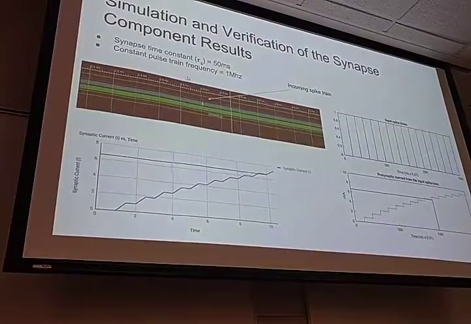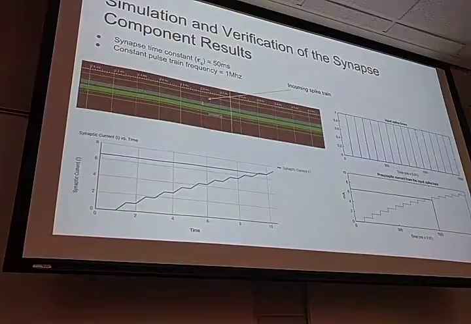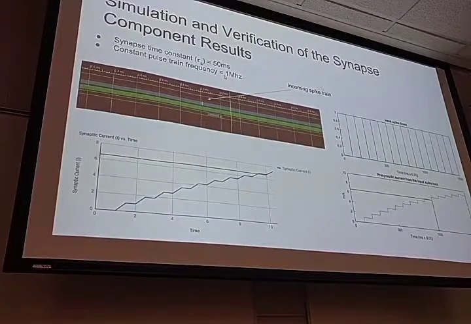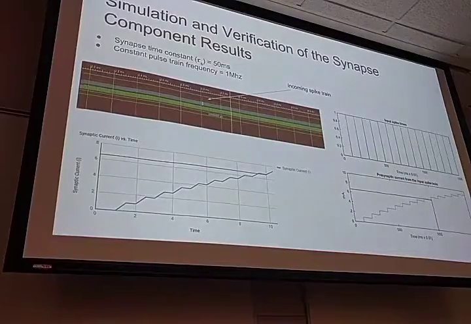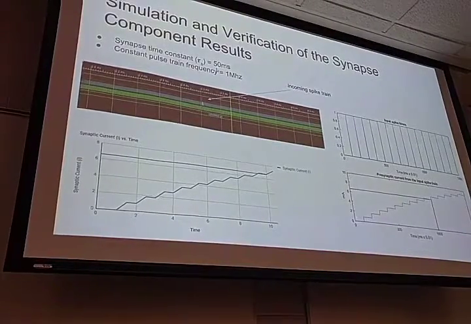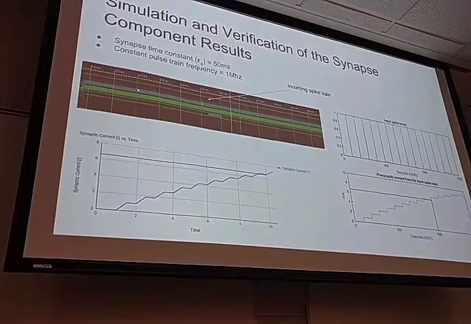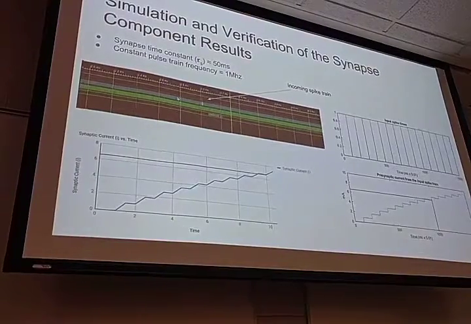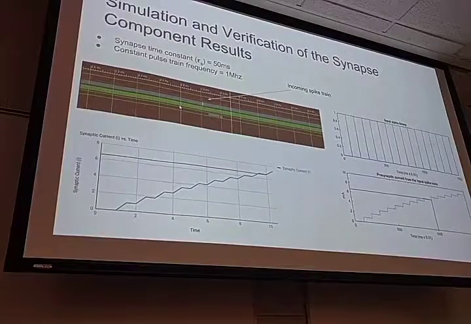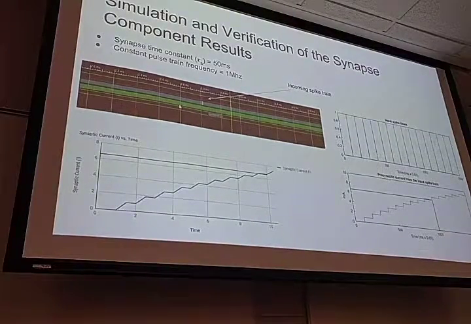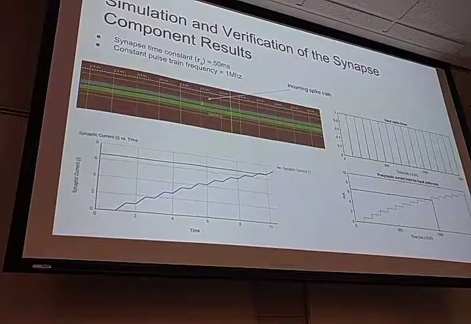For the Synapse experiment, we provided an input pulse train that runs at 1 megahertz. So effectively, we provide a spike at every millisecond, and as the synaptic time constant, we use 50 milliseconds. In this red line, you can see how the spikes are provided into the system, and this green bar contains the vector values for the output current.